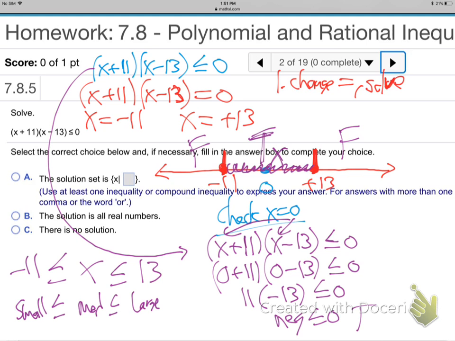So there's our answer. What things can make that original statement true? All numbers between negative 11 and positive 13. All values between those two will make the original true. Is that good? How we doing? We happy about that? Yeah. All right.